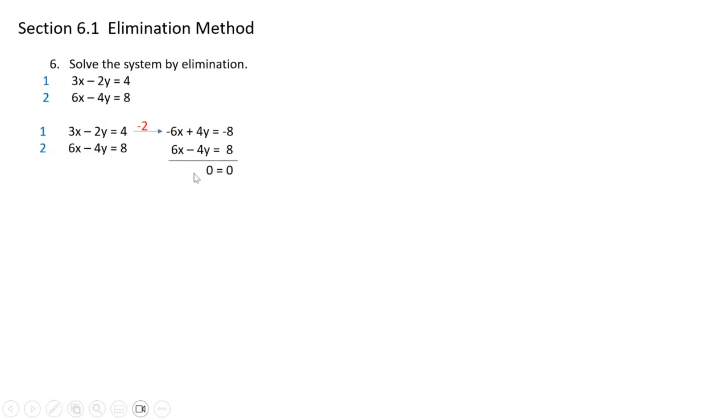When you find yourself in this situation with no x's or y's, it just means that if the left side equals the right side, it's going to be infinite solutions. That means both of the lines are the same line. So the answer will be infinite solutions.